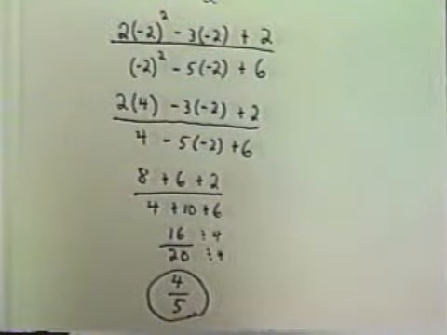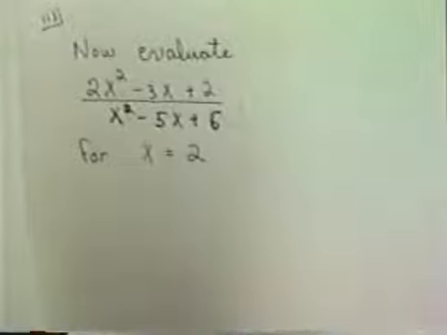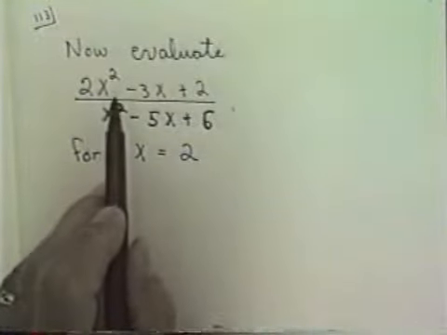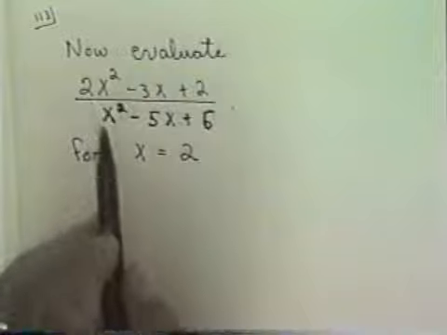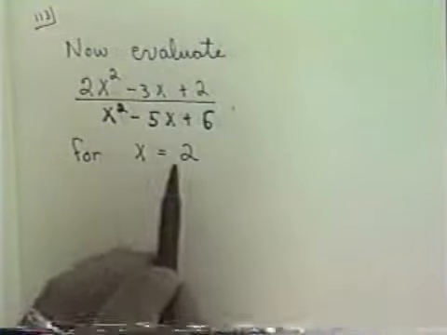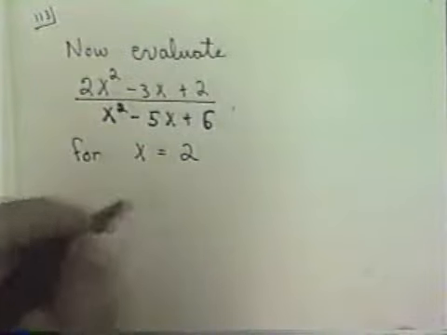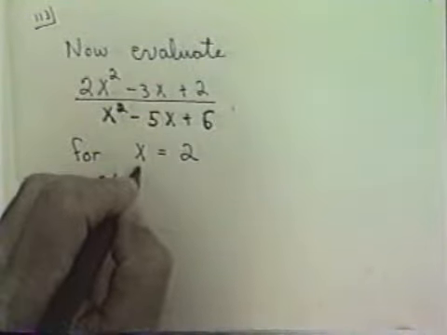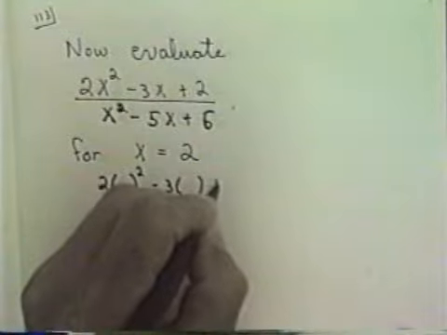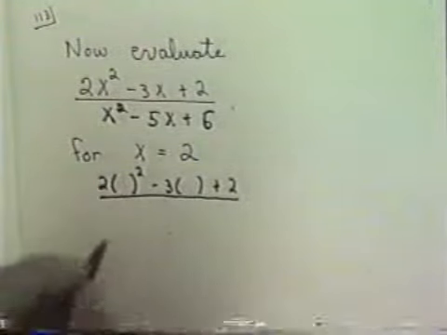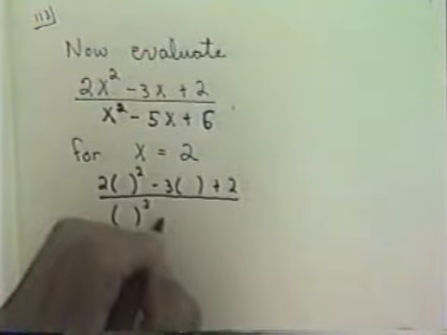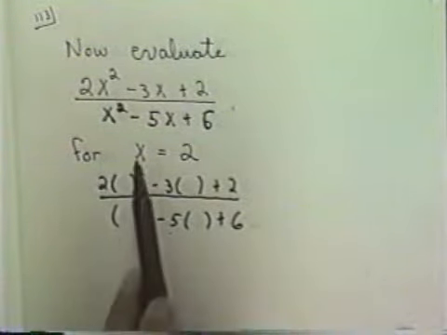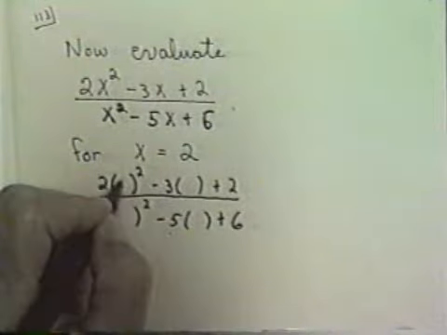Now let's go back to the same problem, but this time let's evaluate the polynomial for x equal to 2. So we want to evaluate 2x squared minus 3x plus 2 divided by x squared minus 5x plus 6 for x equal to positive 2. Again, we are going to replace x by the 2, but what I'm going to do first is just put in the parentheses. If you'll always put the parentheses first, you'll find that you're not nearly as likely to make a sign error. Now inside the parentheses, I'm going to place the value of x, which is 2.